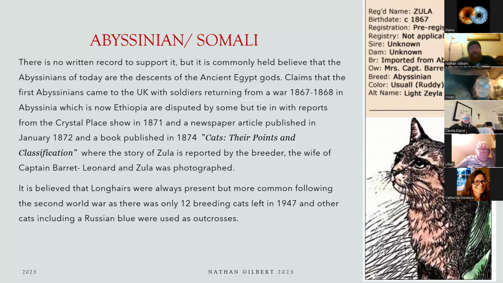There were only 12 Abyssinians left in 1947 when the club reformed after the war, and other cats had to be used as outcrosses, including a Russian blue, who was widely used, I think, at the time. But Rebecca will know a lot more of that history than me. This was just a little bit to give you a snapshot as we go forward.